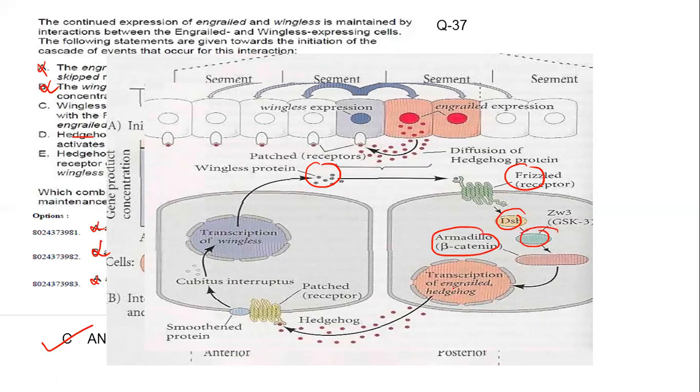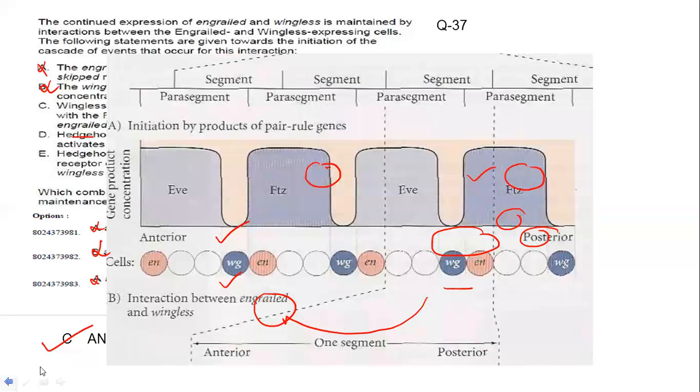So Engrailed has its own regulation. Engrailed transcribes and auto regulation is there. So it synthesizes Hedgehog protein. Hedgehog binds to the Patched receptor. Cubitus interruptus triggers the Wingless synthesis, and Wingless binds to the Frizzled receptor. So the answer is C. And C and E will be the answer. Last option, this will be the answer, right? So the answer is C and E.